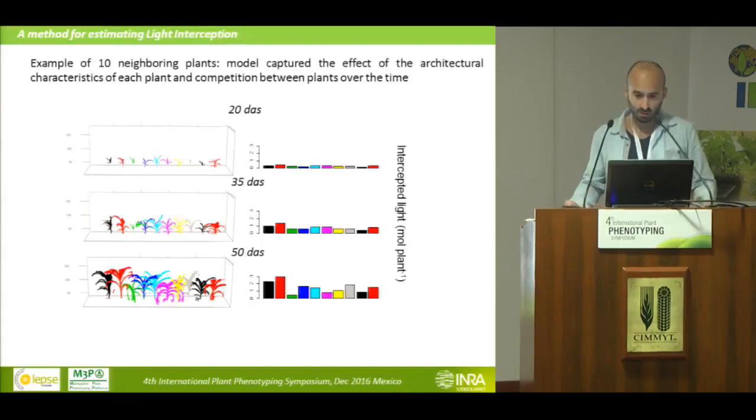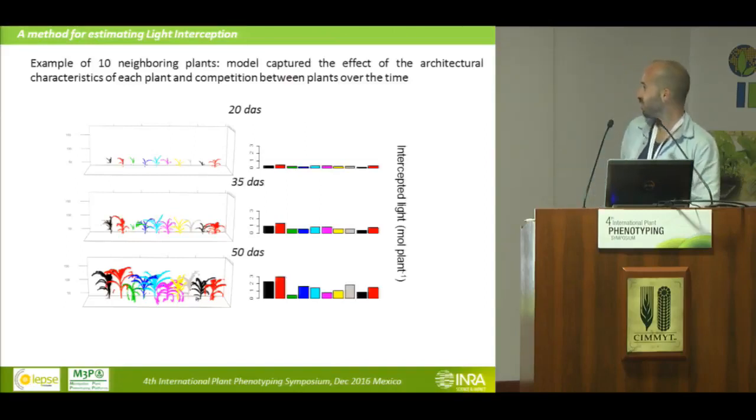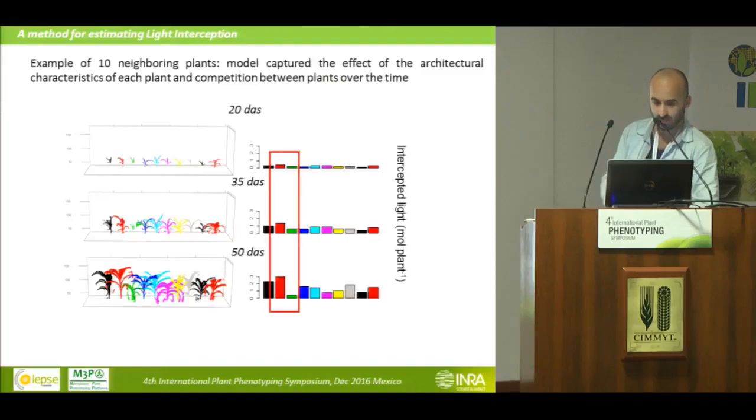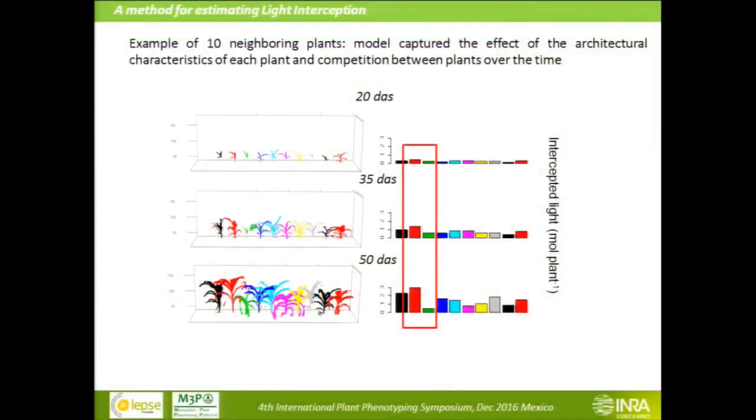And to show how the model performed, the model captured the effect of architectural characteristics of the plant and the competition between plants. If you compare the red with the green one, we see that over time this plant is competing for light with other ones, and this results in a lower amount of intercepted light.